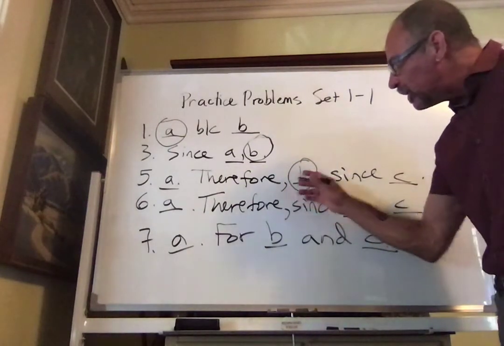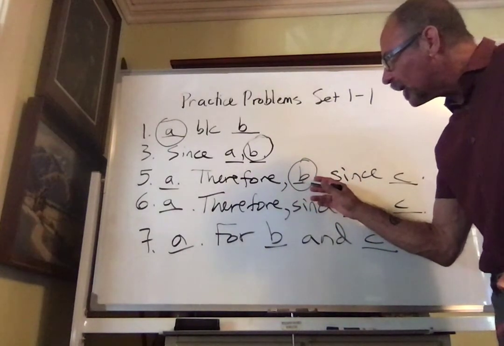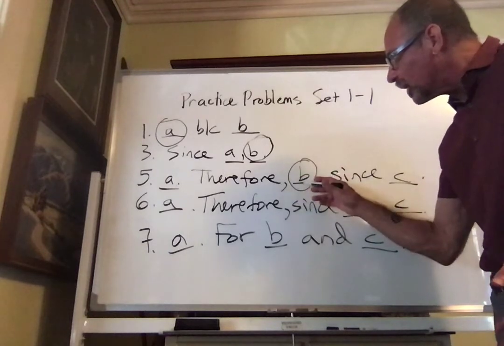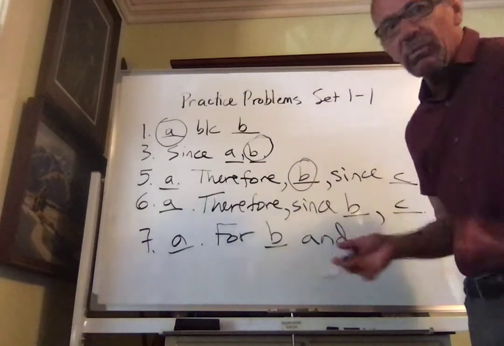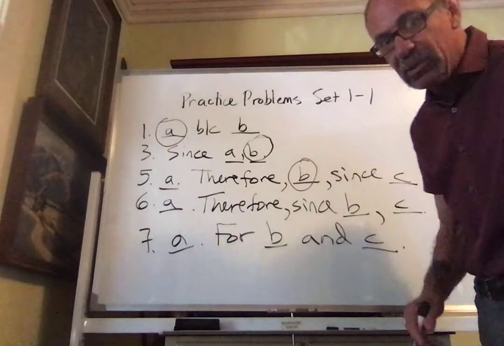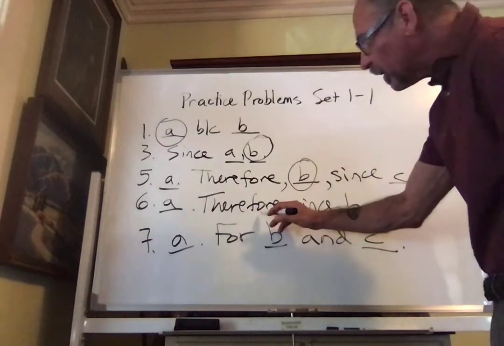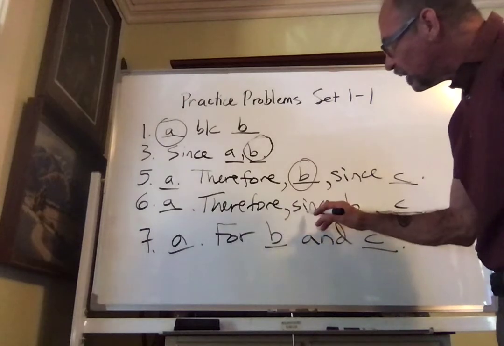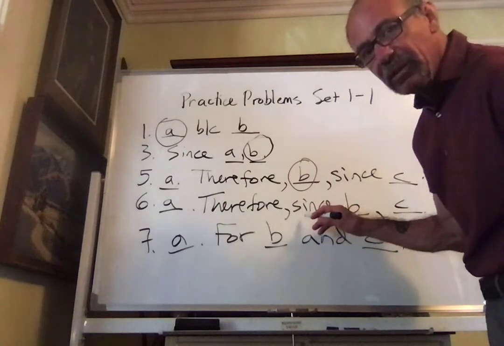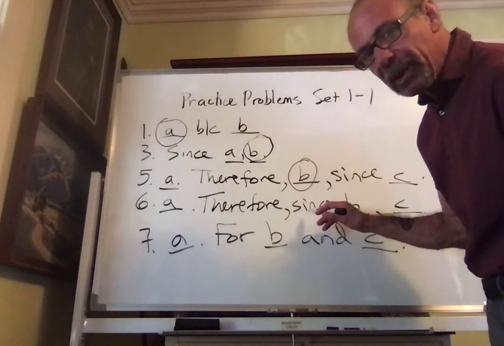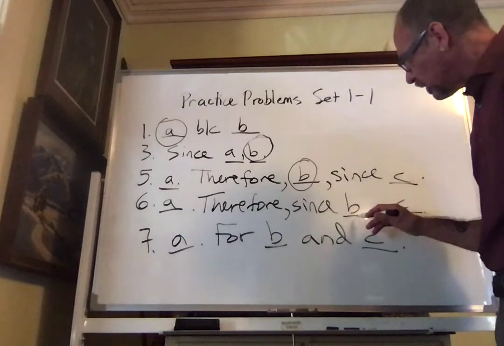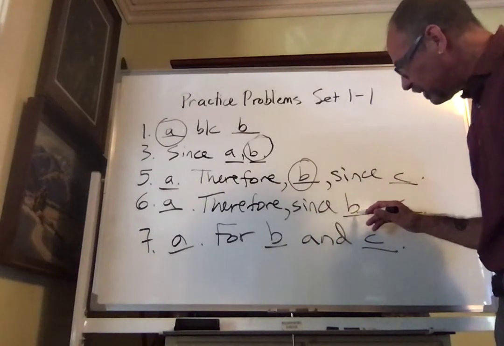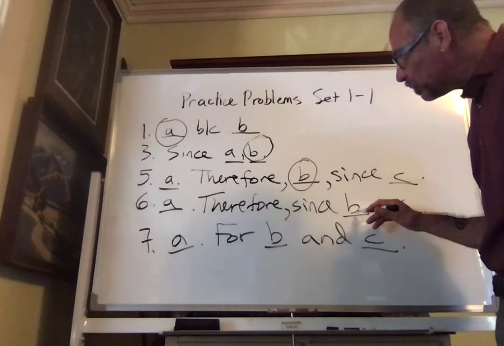In 5, what came right after the conclusion introducer "therefore" was another statement, or really a letter indicating the position of a statement. In number 6, by contrast, what comes after the conclusion introducer "therefore" is not a statement. It's a premise introducer. B, then, must be a premise.